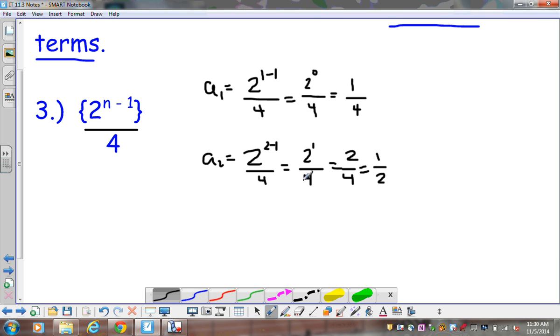All right, on my third term. All right, so my third term, same thing. To find my third term, I plug in a 3. So this would be 2 raised to the 3 minus 1 over 4. Well, 3 minus 1 is 2, so this would be 2 squared over 4. 2 squared is 4. So we've got 4 over 4, which would be 1.